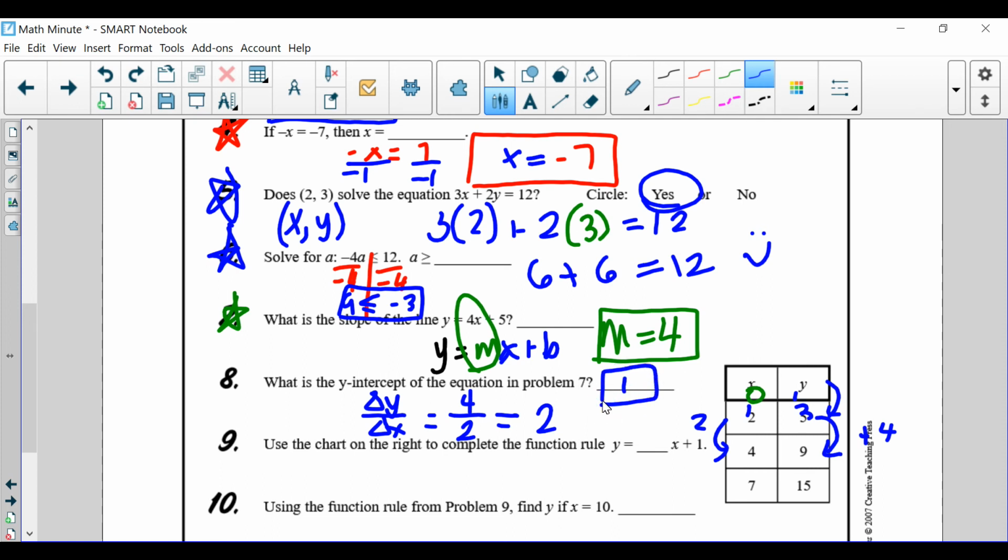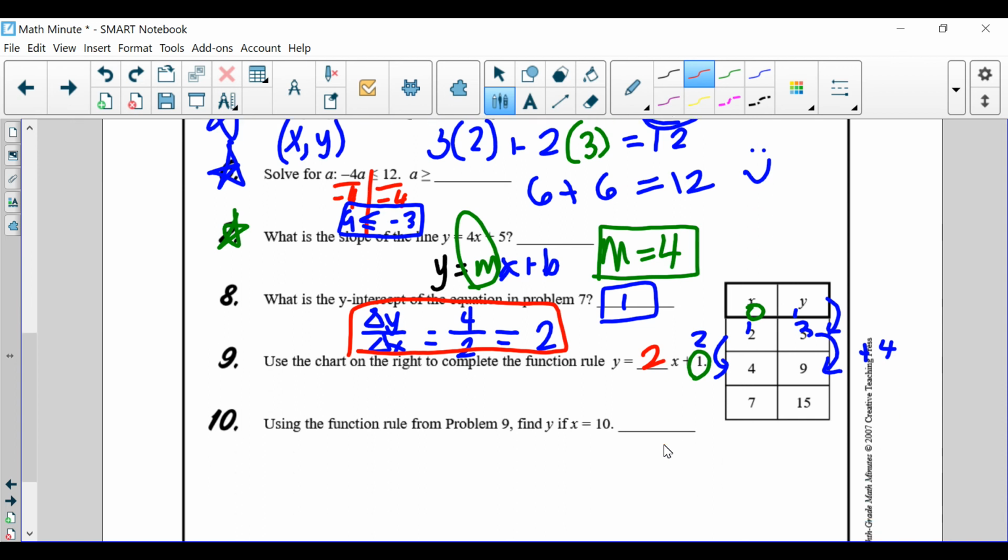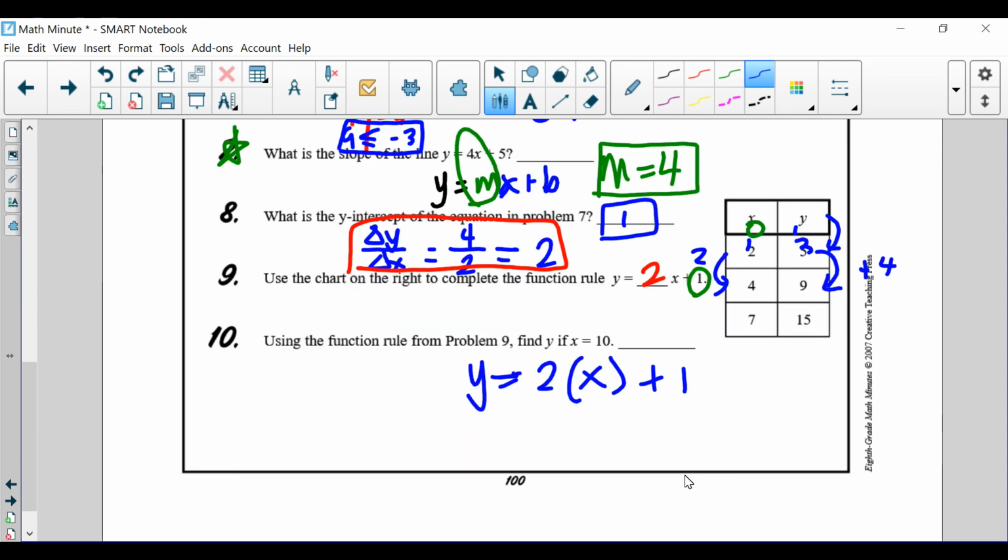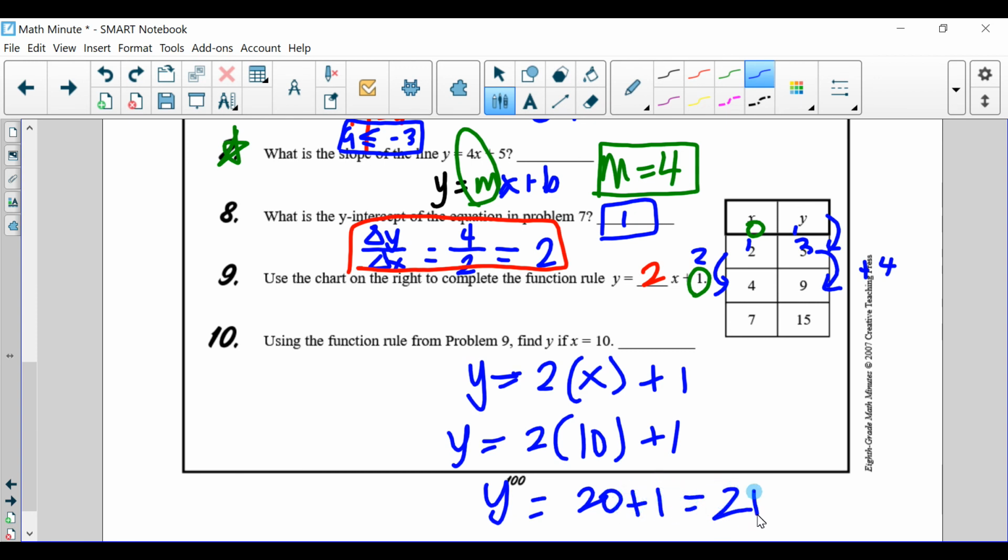And then it says to figure out the rule. Oh, they actually already gave us our y-intercept right here. What was our slope? We found our slope in the previous problem right over here. We know our slope is 2. And then we have to use the function rule to find y if x is equal to 10. Basically, y is equal to 2 times x plus 1, where x is 10, and we get y is equal to 2 times 10, which is 20, plus 1 is 21.